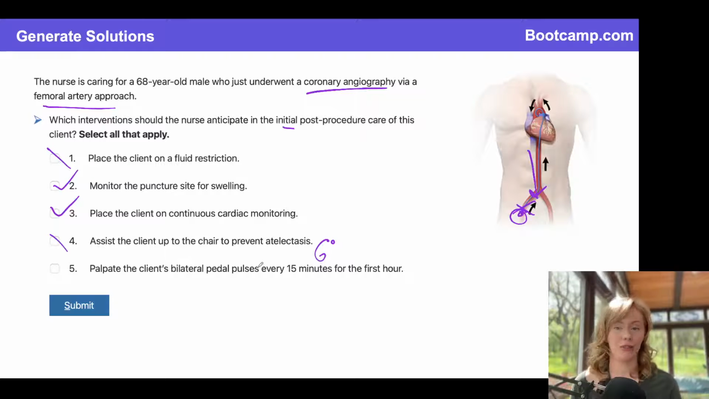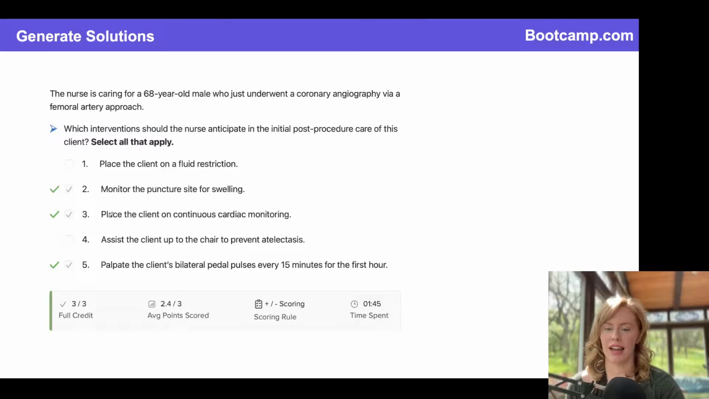You're going to get very friendly with this patient by the end of your shift, because every 15 minutes you're going to go in, you're going to pull their covers aside after you warn them and look at their groin site and palpate their pedal pulses. So this is also important to do. So very good. And we got about 80% of points average on this one.